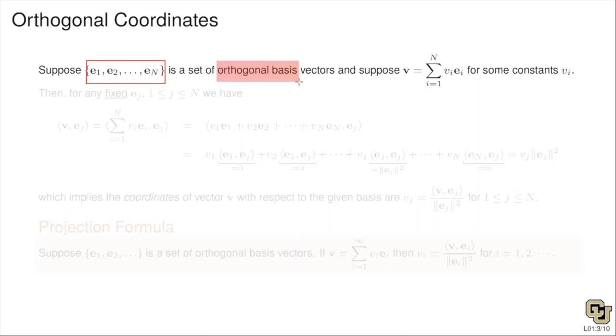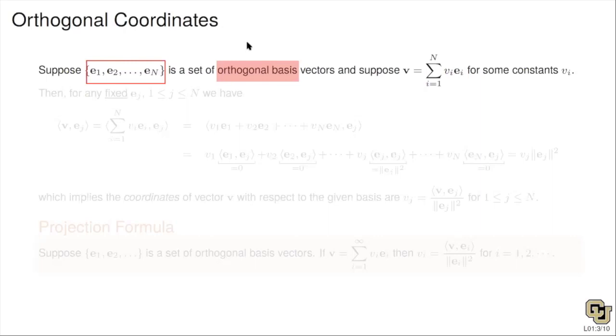Start with the basis part. The basis means I can take any vector in the vector space and write it as a linear combination of the basis elements. By linear combination, I mean a scalar times the basis vectors. So any vector in the vector space can be written as a linear combination of the basis vectors. That's what the basis part means.